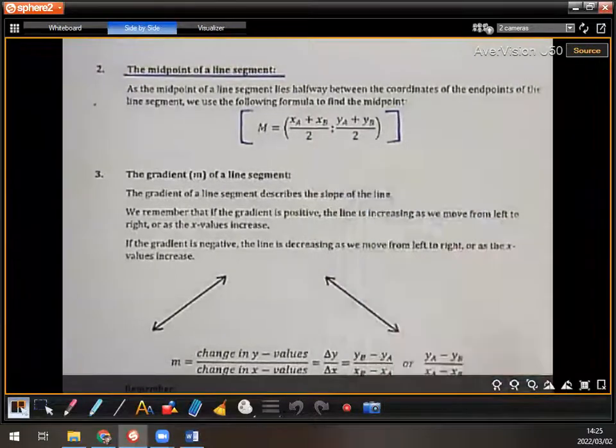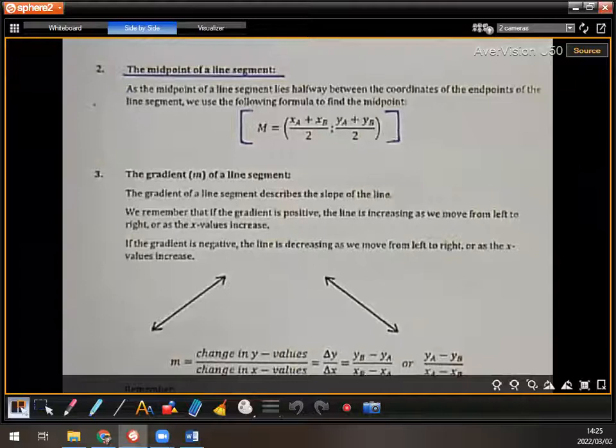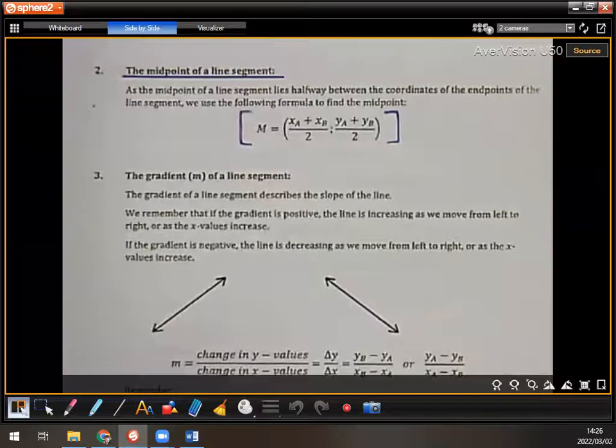Order doesn't matter here, guys, because we're adding. So you can take A plus B or B plus A, it's the same answer. So that is a nice easy one. Okay, that's usually a 2-mark question. You usually get a mark for the X value and a mark for the Y value.